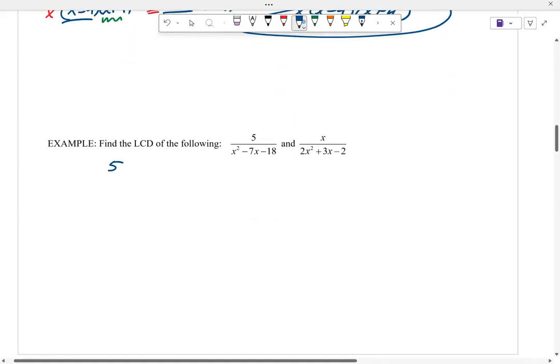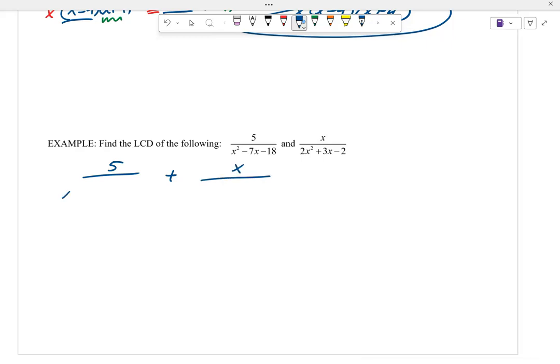Now, same thing for this one. If I was adding these up, I'd factor that. I'd have x minus 9, x plus 2. Now I'd factor that 2x squared plus 3x minus 2, which I did there, 2x minus 1, x plus 2, sorry, I didn't record that. And then I'd compare them.